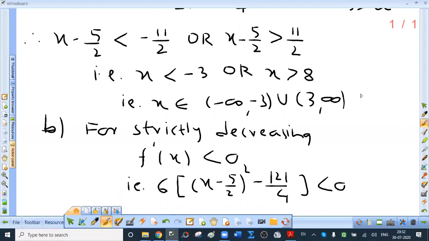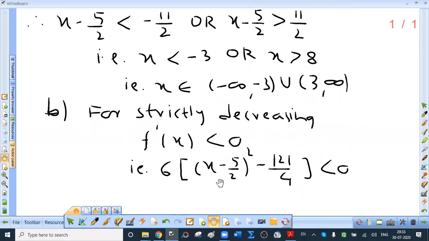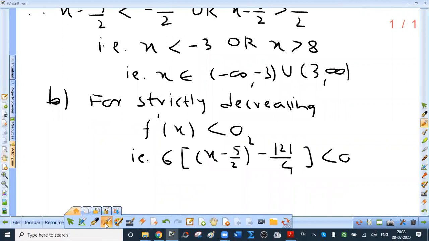Now B part, strictly decreasing. We can use this directly. What is f dash of x? We have simplified f dash of x as 6 into this. So it has to be less than 0. That is (x minus 5 by 2) square less than 121 by 4, which is the perfect square of 11 by 2.